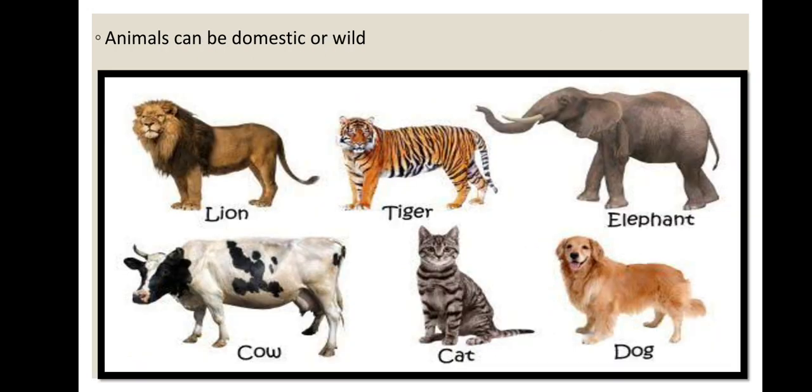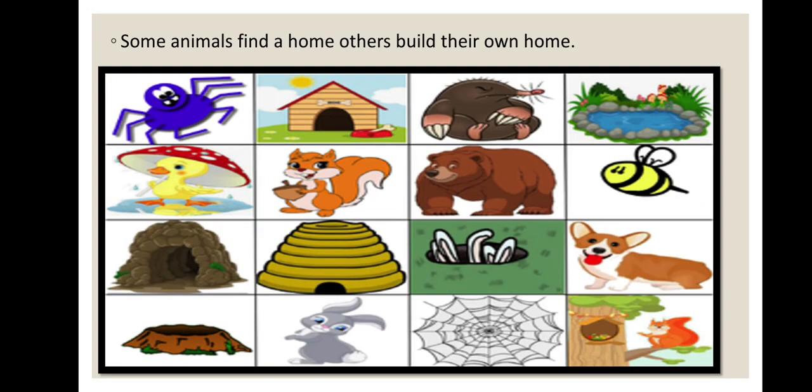Animals can be domestic or wild. Some of the animals live in the jungle while others live at our homes as pets. Some animals find a home by themselves, others build their home by their own.